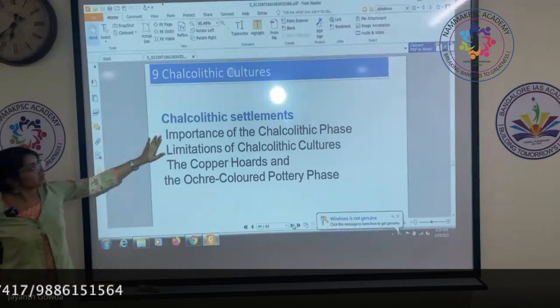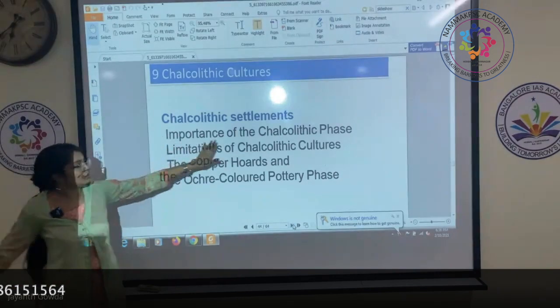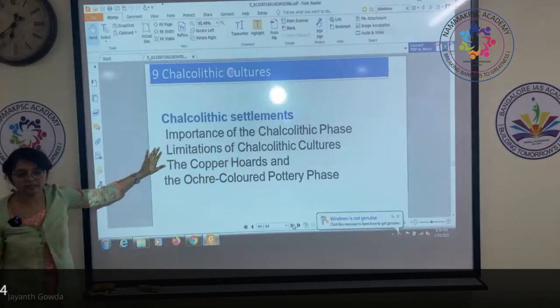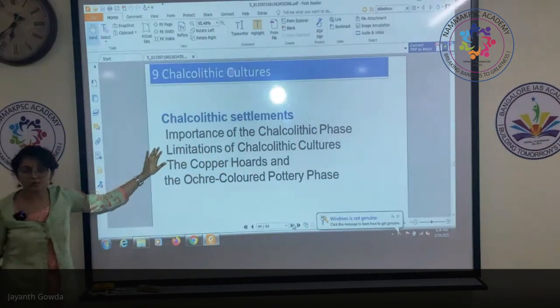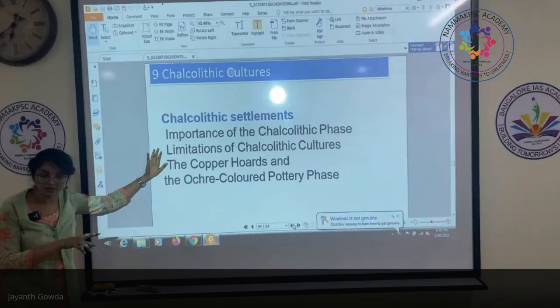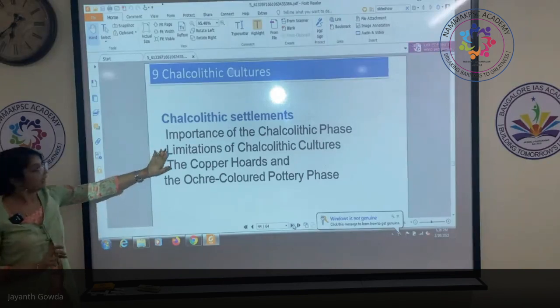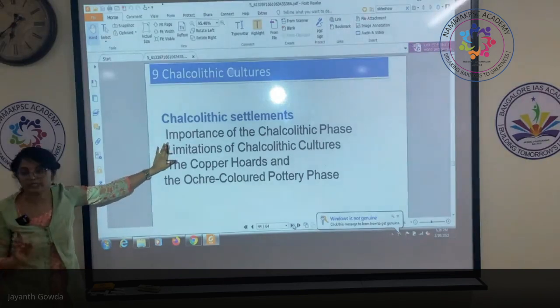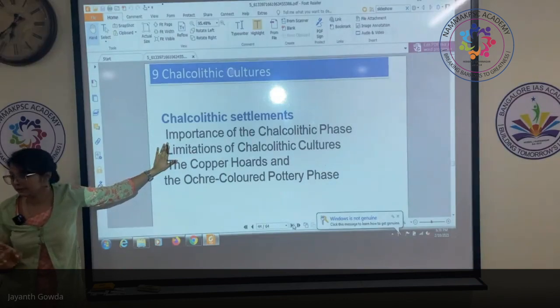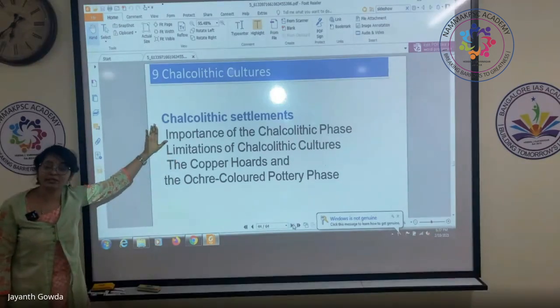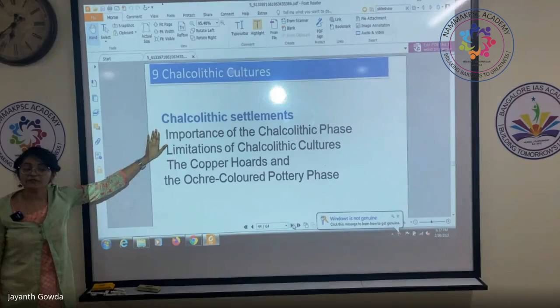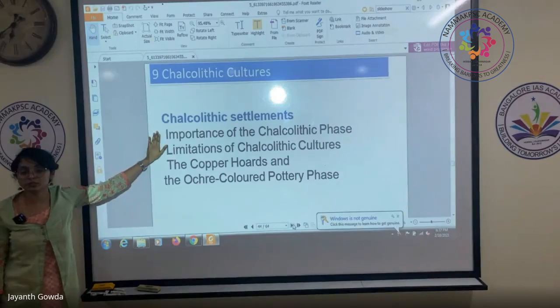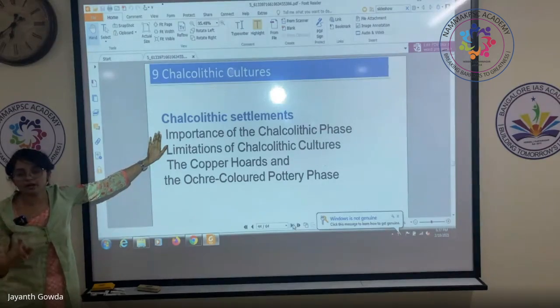In these Chalcolithic settlements, we'll see the importance of the Chalcolithic phase, what these people were using, and how different it is from the Neolithic phase. The main difference from the bronze period of Harappan is that this is just copper. These people did not know the usage of tin, mixing tin with copper to create bronze. This is the greatest limitation of Chalcolithic people. How is Harappan different from Chalcolithic? Usage of tin with copper to create an alloy called bronze.